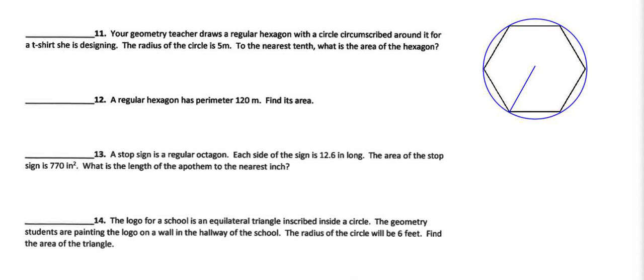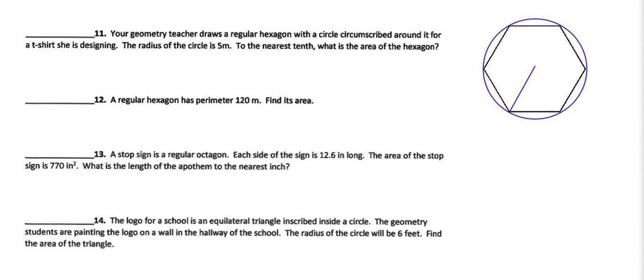The first one, I went ahead and drew a diagram. Remember, if in doubt, draw it out. And if you have your templates, this would be nice to use your template for. On number 11, it says your geometry teacher draws a regular hexagon with a circle circumscribed around it for a t-shirt she is designing. The radius of the circle is 5 meters. To the nearest tenth, what is the area of the hexagon?